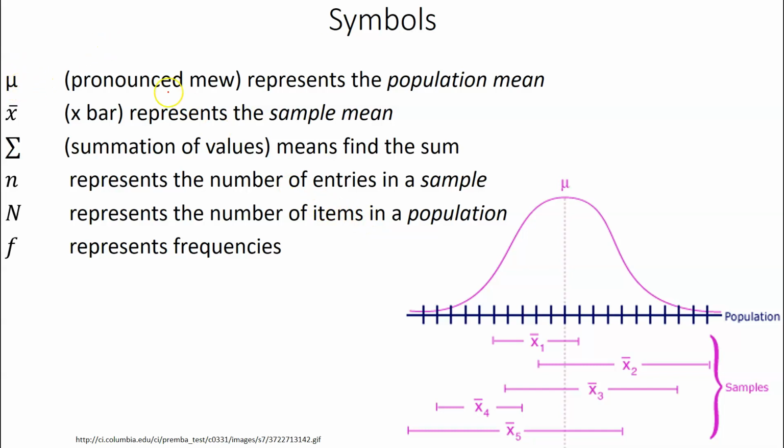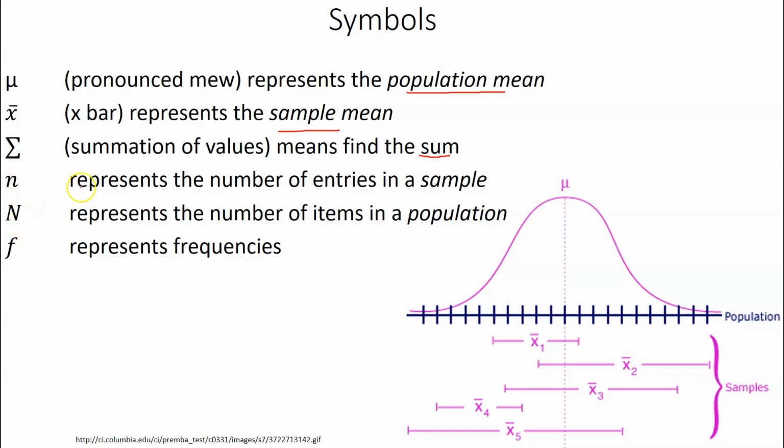I've already covered this. That's that Greek letter mu, and represents the population mean. X bar represents the sample mean. Summation, hopefully this looks familiar to you. It means you're going to be adding up all the values to find the sum. N, keep this in mind. This is always true. And in the second half of this class, even actually starts before that, we start using these small n's and big N's quite often.